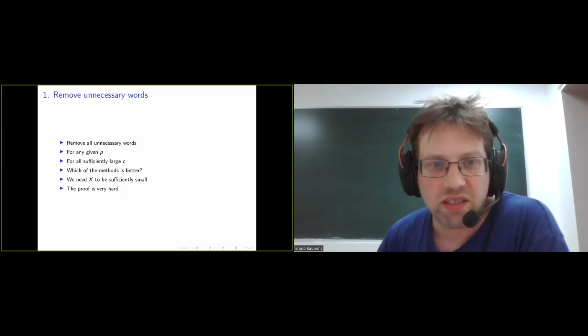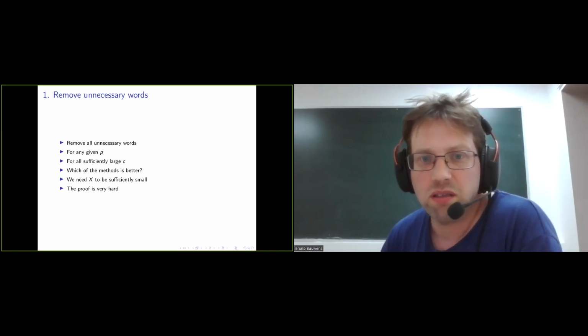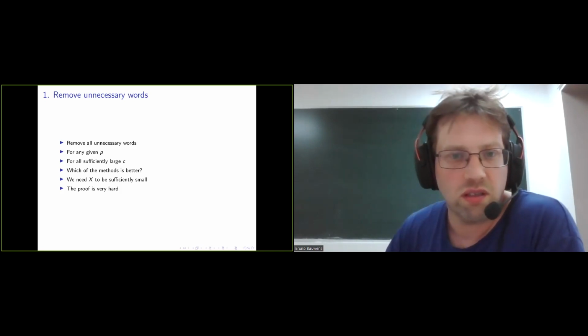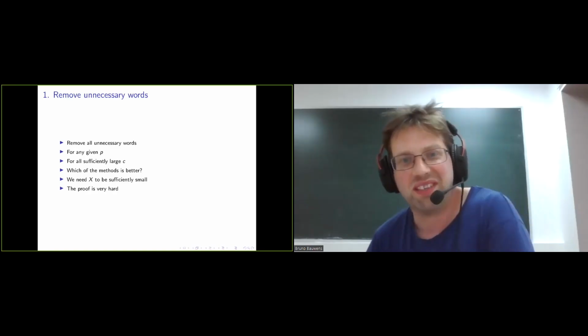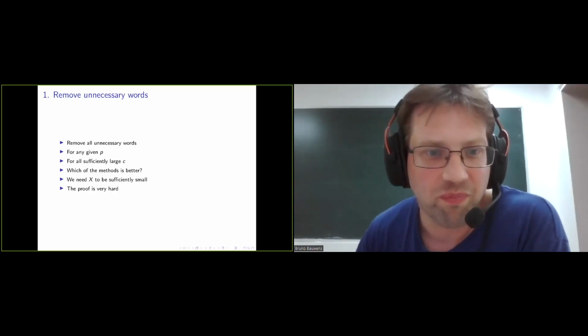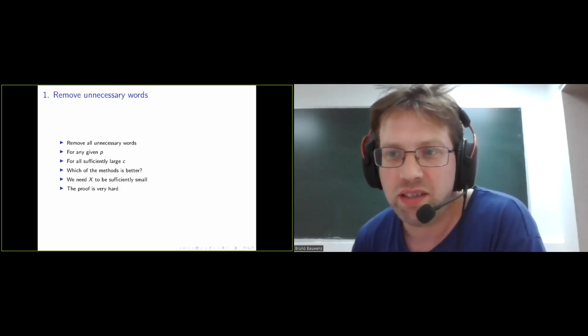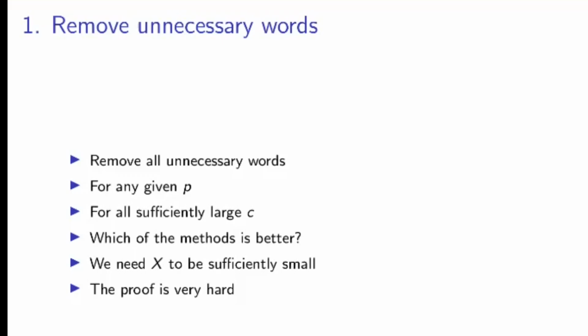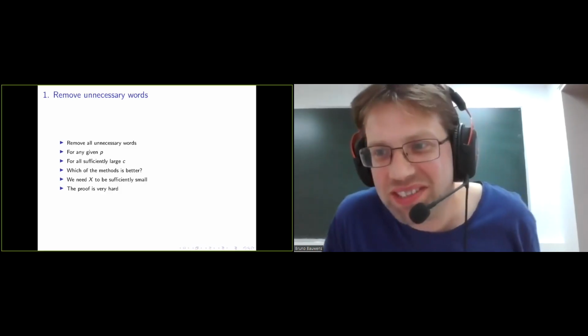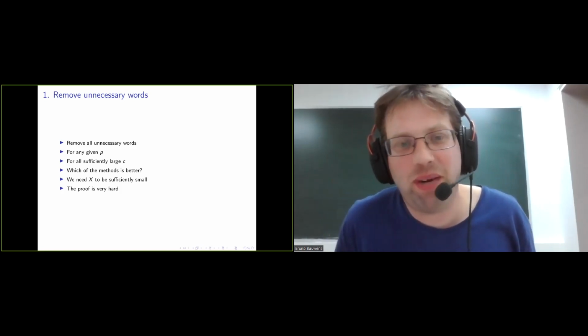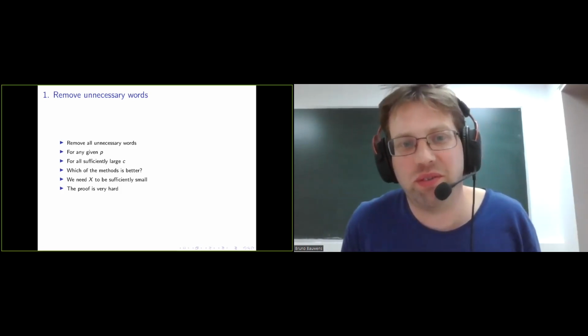We need X to be sufficiently small. How can you say it short? We need small x. That's not just dropping, but moving x to the back is almost dropping. The proof is very hard. Just drop very. It's kind of a warning to the reader. By the way, you can almost always drop very.